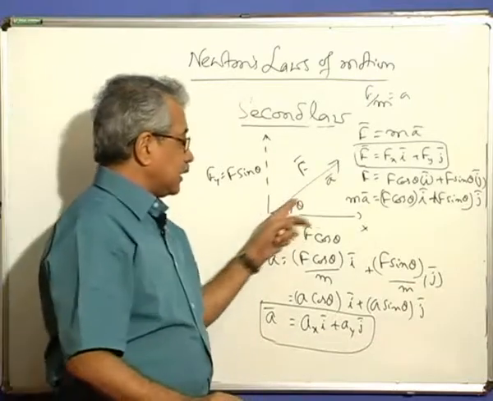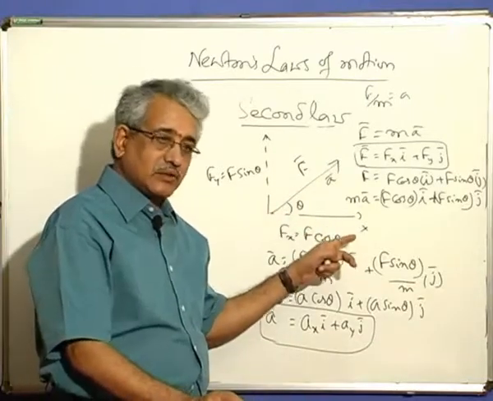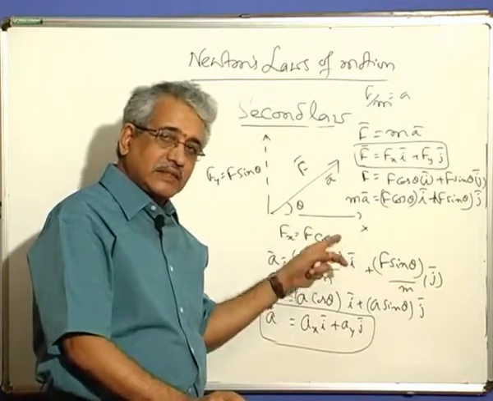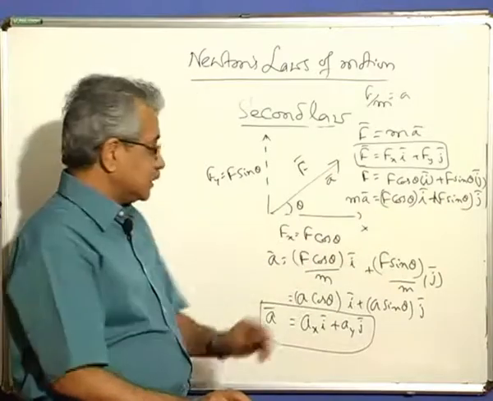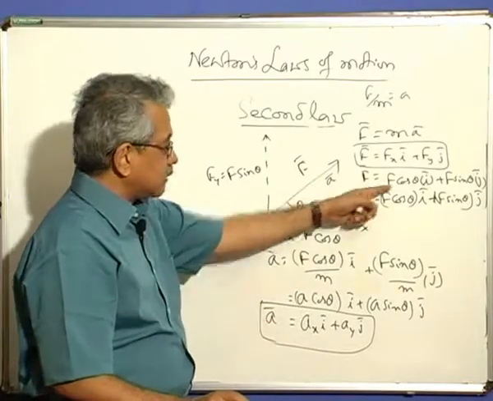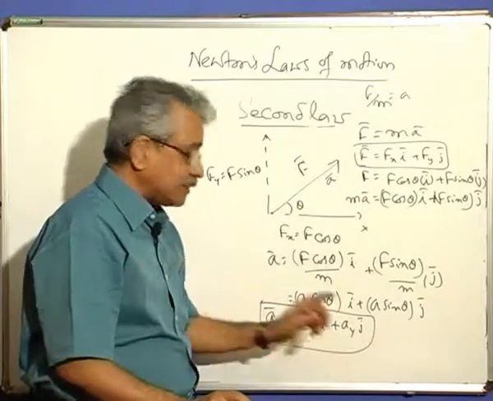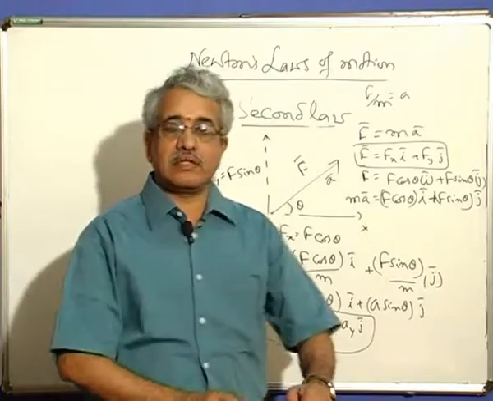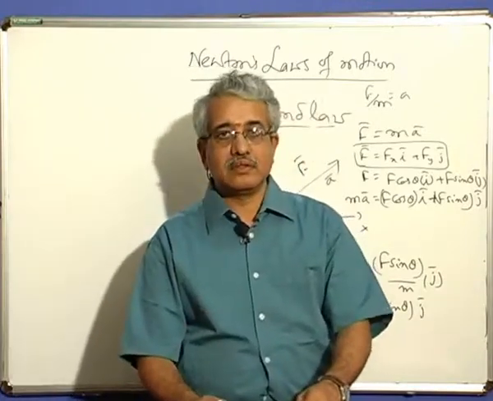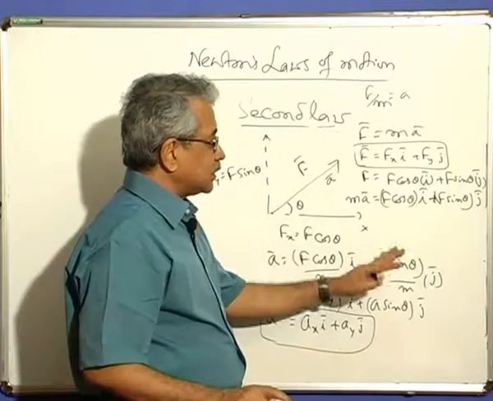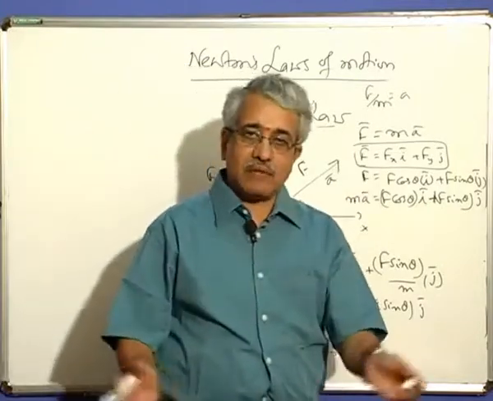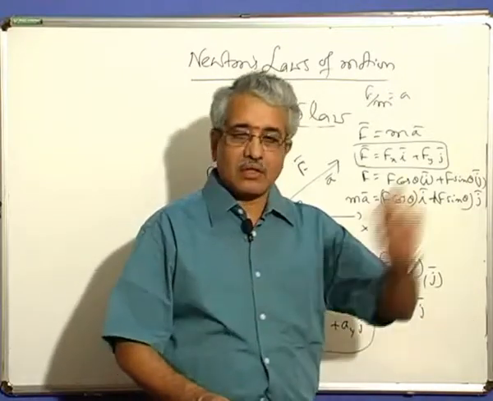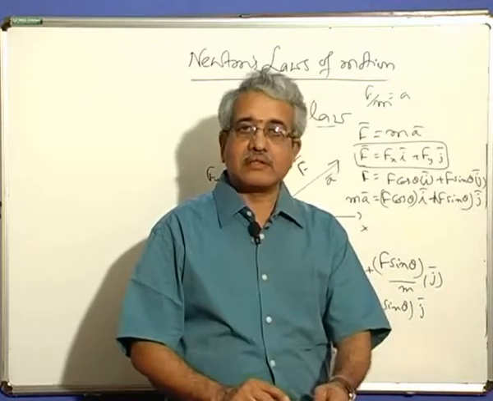Every component will have acceleration in its own direction. Every component of the force will have an acceleration component in the same direction. So F cos theta will create ax, and F sin theta will create ay. Together the net acceleration will be a. That's how the motion of the body is to be understood, both in magnitude and direction. How to combine the forces and how to combine the accelerations, we have already seen in earlier modules. With that knowledge, we can go ahead with doing problems in this setup.